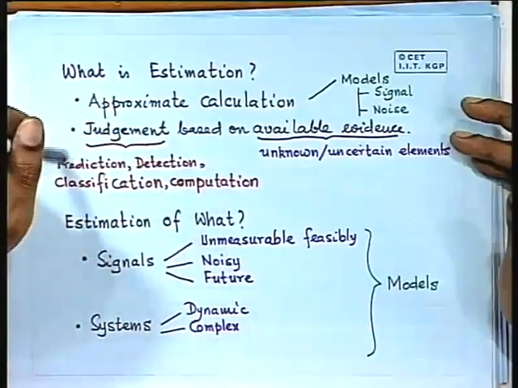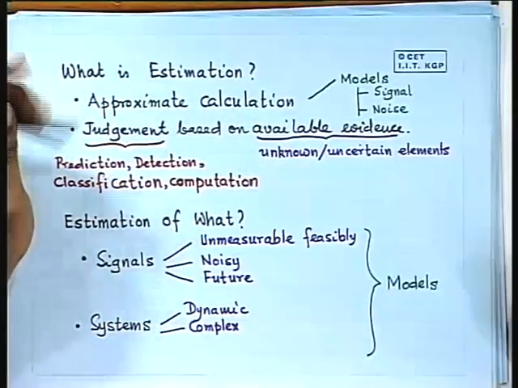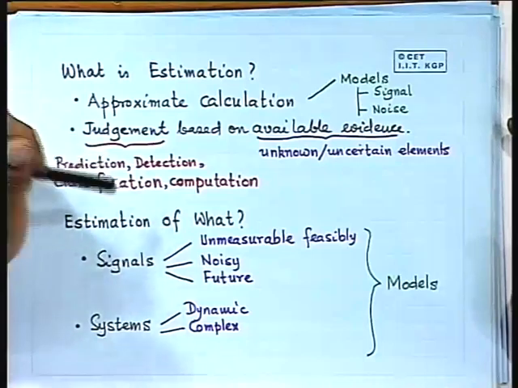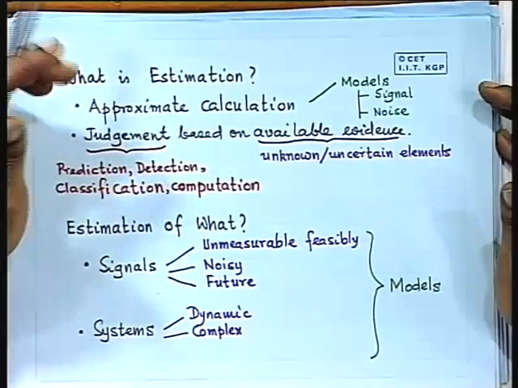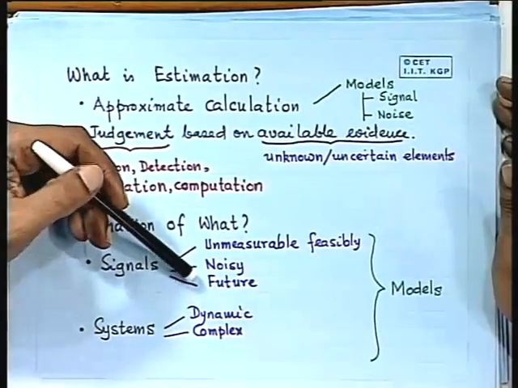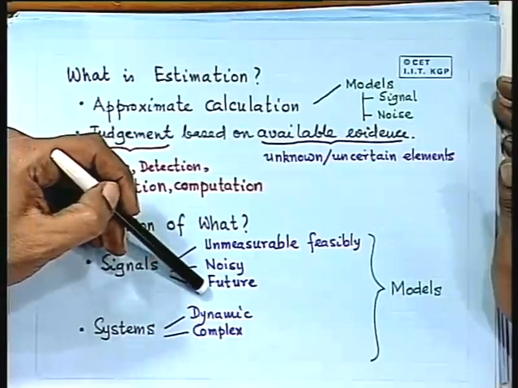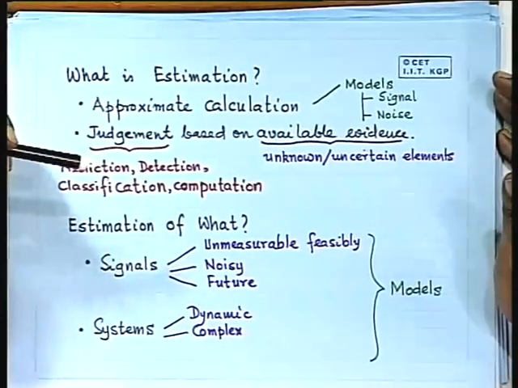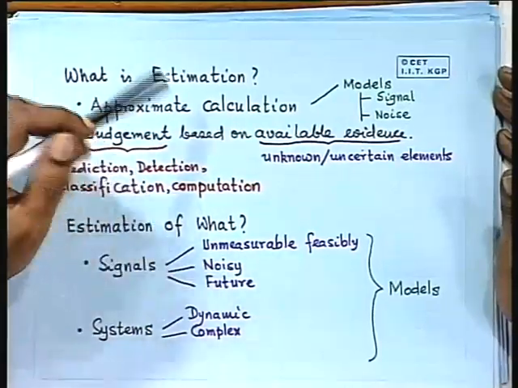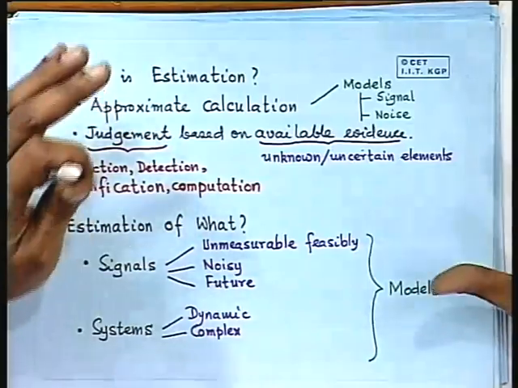So, in other words, we are trying to compute some desirable information based on available evidence which may contain various unknown, uncertain, sometimes undesirable elements which we typically refer to as noise. And why do we estimate signals and systems? We estimate signals because sometimes measurement is not feasible or it is noisy, or the measurement is simply not available because we are trying to talk about the future. We estimate systems which are typically dynamic and complex, and all this, as we have seen in the course, we are doing using models. So this is what we said when we opened the course about estimation.